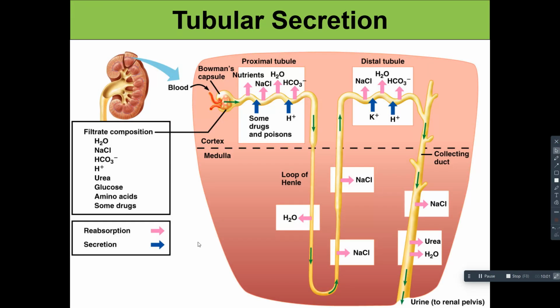Sorry, I went a little crazy with the marker right there. Okay, secretion. We're going to secrete things that were not filtered, but we want to get rid of them. So certain drugs and poisons, hydrogen ions to maintain proper pH, potassium ions if we need to. Those are things that are often typically secreted. And notice we're doing secretion in our proximal convoluted and our distal convoluted tubule here.